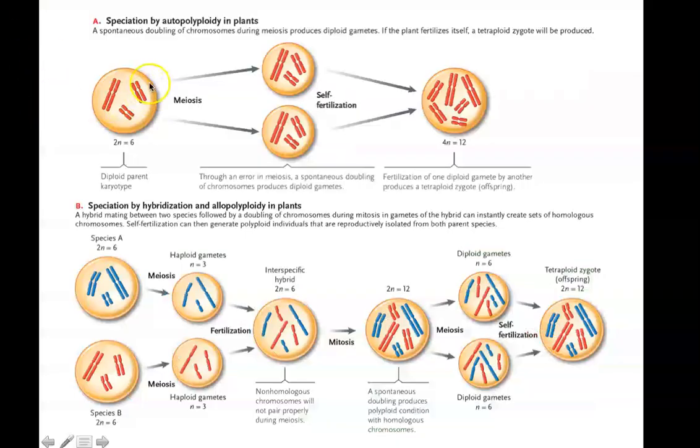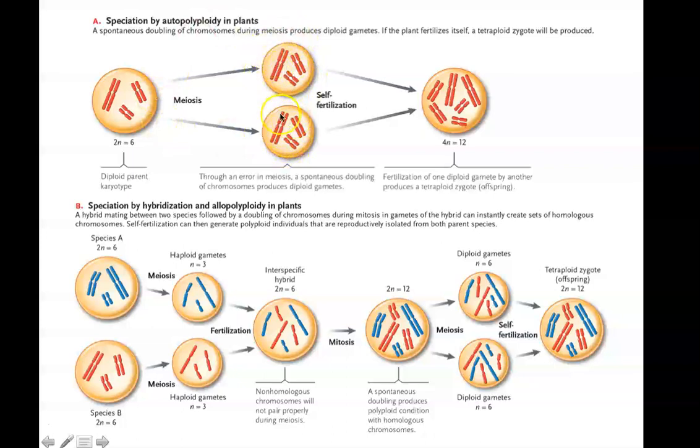So look at this example. Here's our original cell, so it's diploid. The diploid value is 6. And then there's an error in meiosis that leads to gametes that are unreduced. If you remember from meiosis, we're supposed to go from the diploid number, in this case 6, to creating gametes that have a haploid number, which in this case would be 3. But there was an error, and our gametes still have 6 chromosomes each. Uh-oh, that's twice as many.